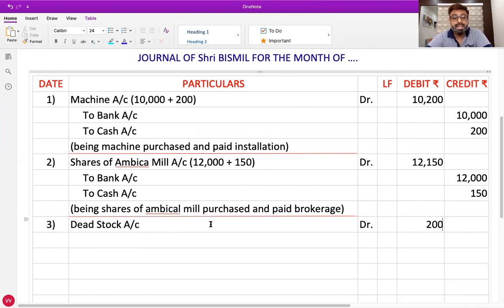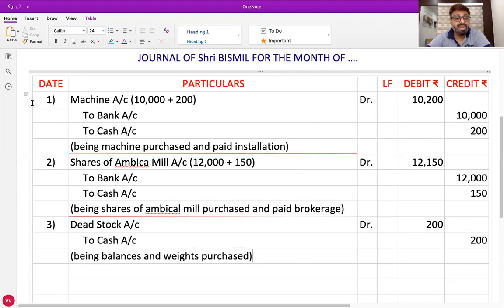Okay, Rajvi, second effect: cash goes out. Rule: credit what goes out. Therefore, to cash account credit with rupees 200. Being balances and weights purchased.